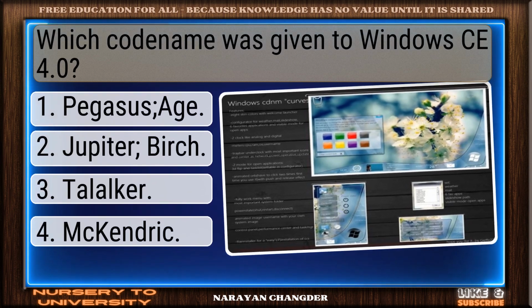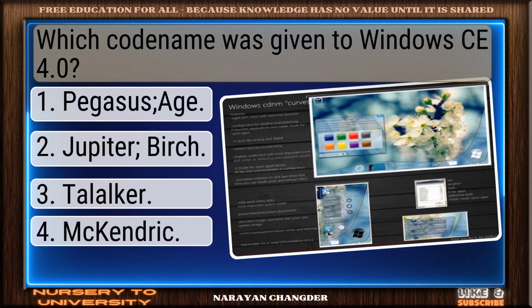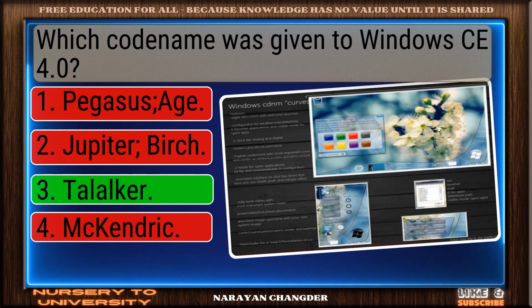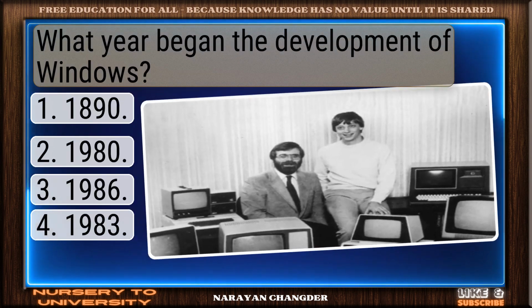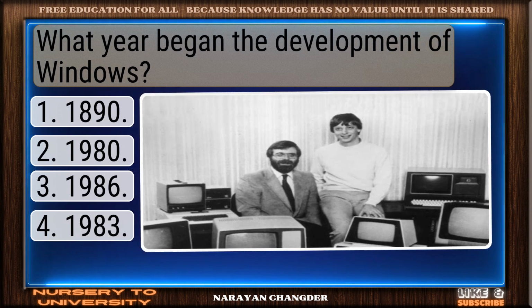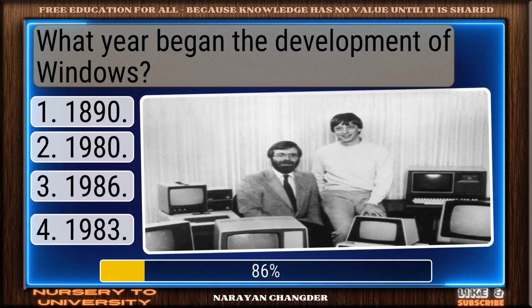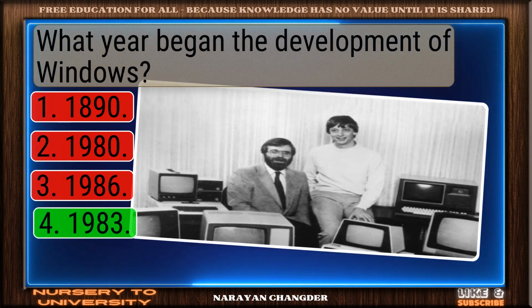Question number 27. Which codename was given to Windows 4.0? Clear logic. Your choice, Chicago, is sound and 100% true. Question number 28. What year began the development of Windows? Nice work. You chose 1983, and it is correct.